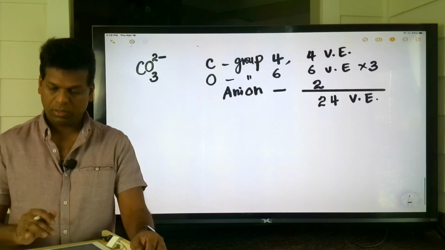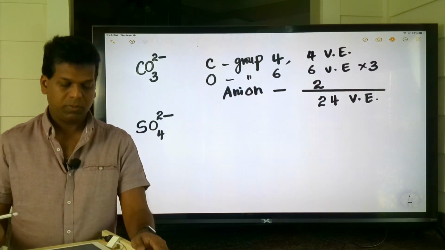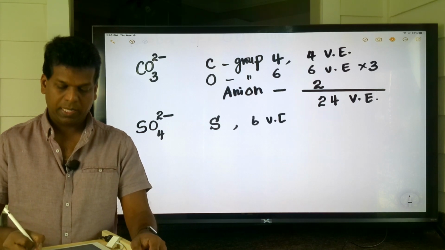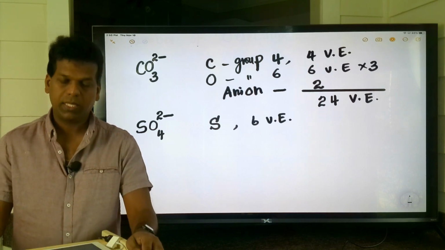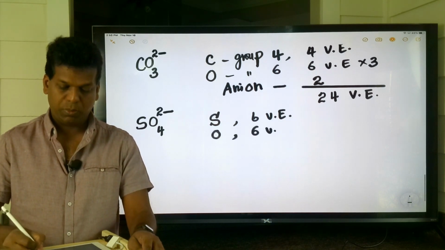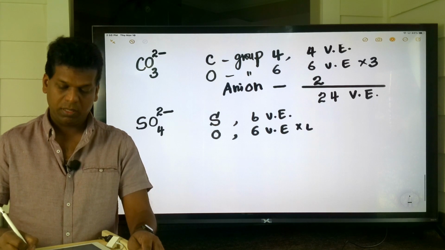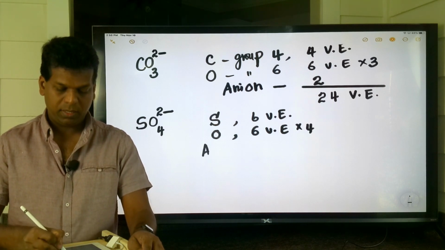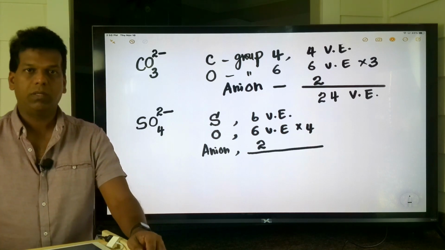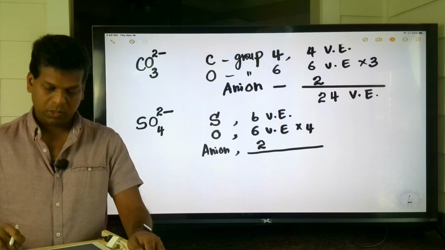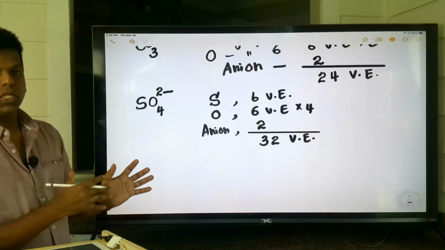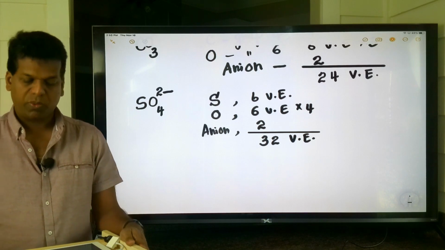Let's take one more, another negatively charged ion, SO4 2-. Sulphur, 6 valence electrons. At this point we know sulphur is in group 6, so 6 valence electrons. Oxygen, the same group, but there are 4 oxygens, and for the anion we add 2 electrons. Why? Because the charge is negative 2. So the total is going to be 32 valence electrons. At this point I think you got how to calculate the number of valence electrons.